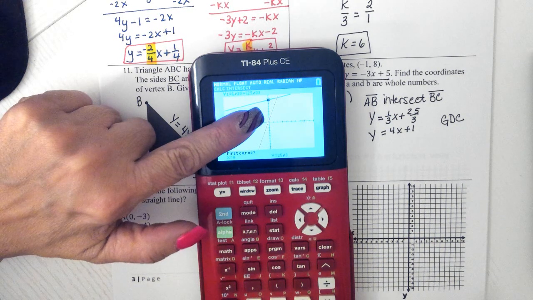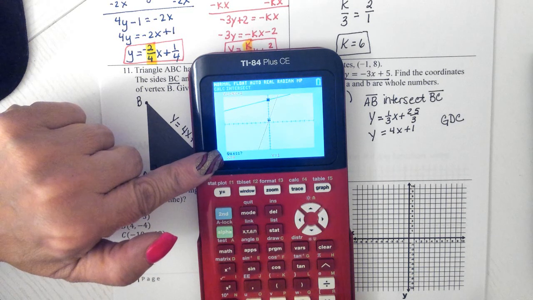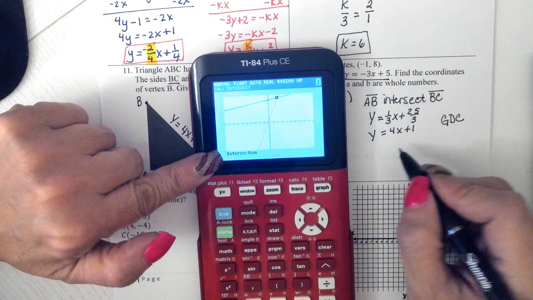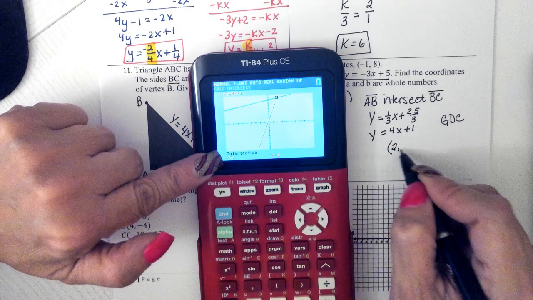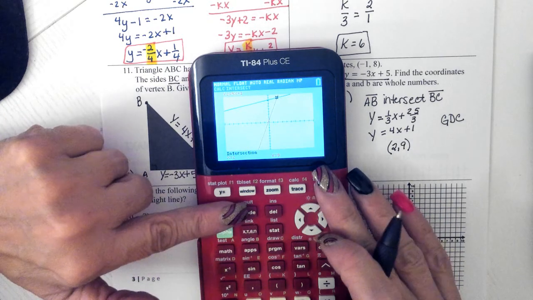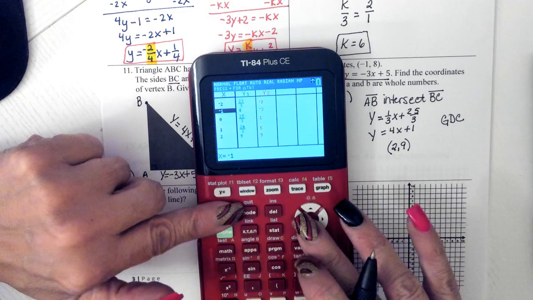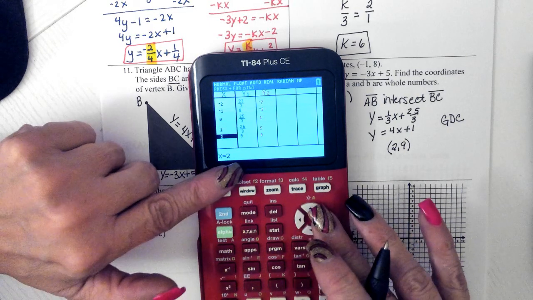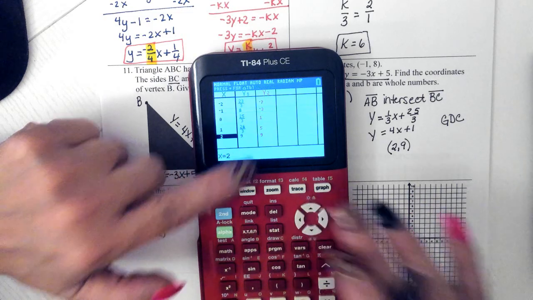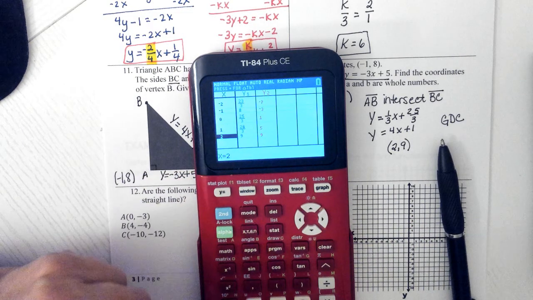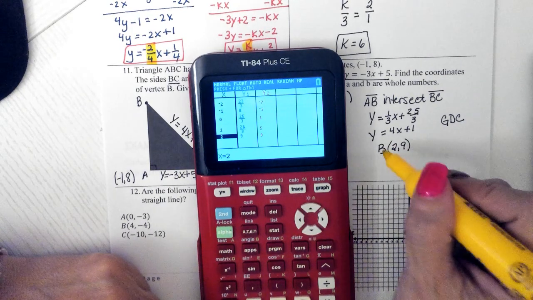See how it's on the blue? I'm going to hit enter, and it's going to jump to the red. Enter. Want to guess where these two lines intersect? Here's what it says. The intersection right there where it's blinking is over 2, up 9. If I would have done this on the table, look, 2, 9, 9. That means that's where those two are the same, and that's where the answer is. So the ordered pair for B is 2, 9.